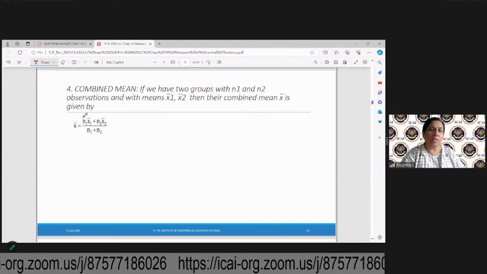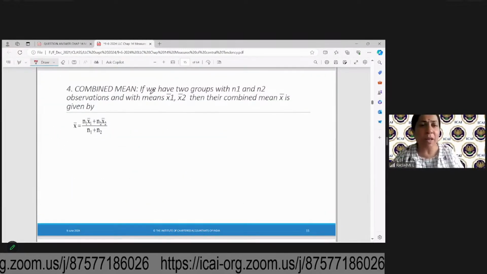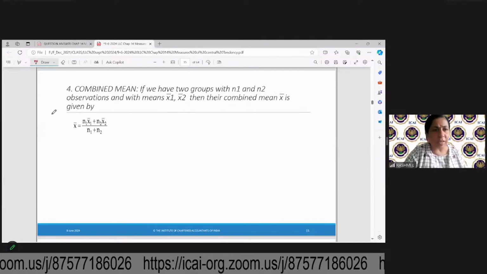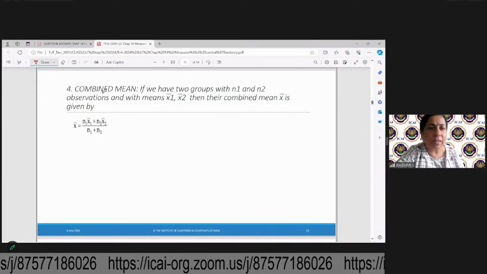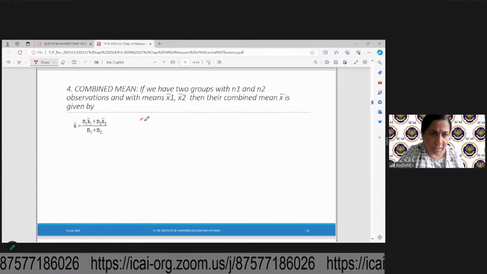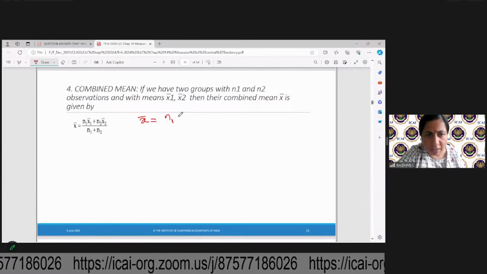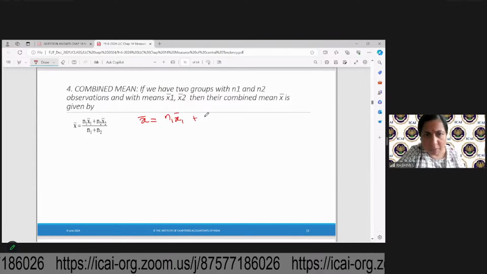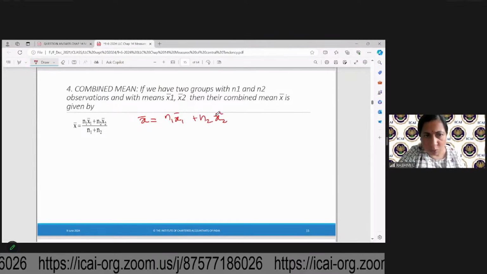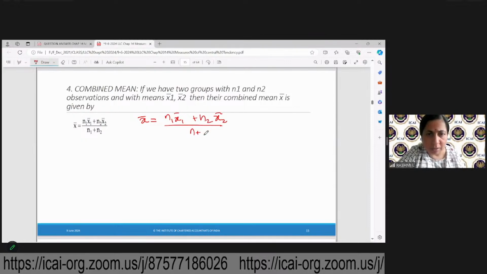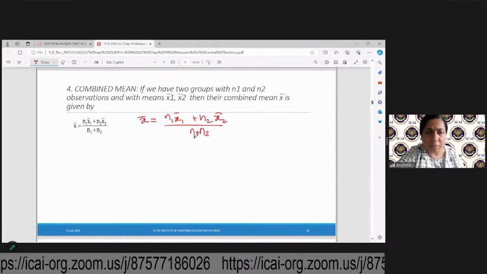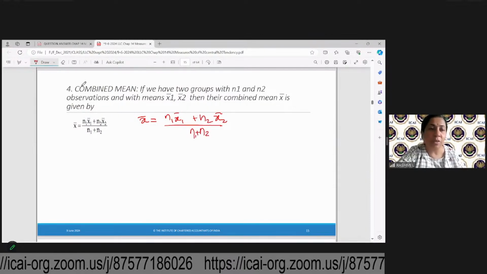Now, this is very important. Combined mean formula. If we have two groups with N1 and N2 observations and with mean X1 bar and X2 bar, then the combined mean is given by X bar is equal to N1 X1 bar plus N2 into X2 bar upon N1 plus N2.